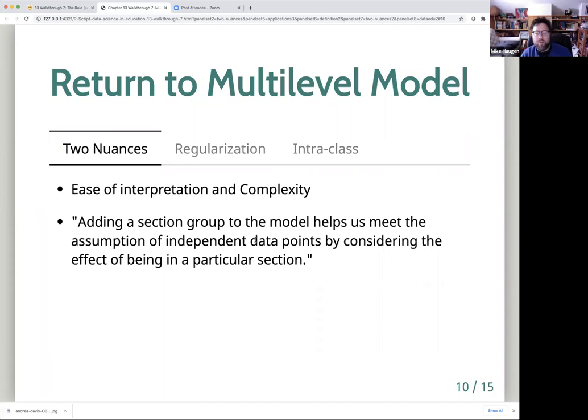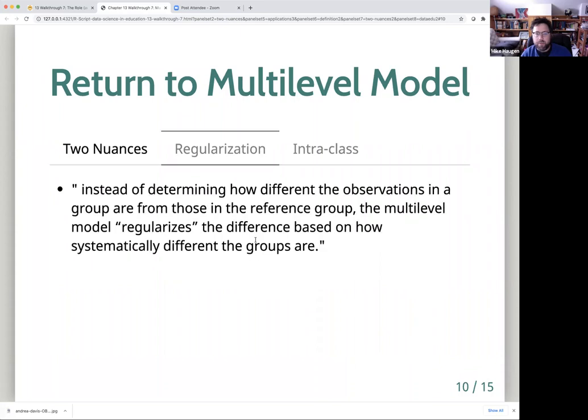So again, another quote from the book that talks about the goal of independence of the variables. And in the book, it says if you are going to dig into this deeper, you might want to know a couple of terms. One was regularization. It said instead of determining how different the observations in a group are from those in the reference group, the multi-level model regularizes the difference based on how systematically different the groups are.